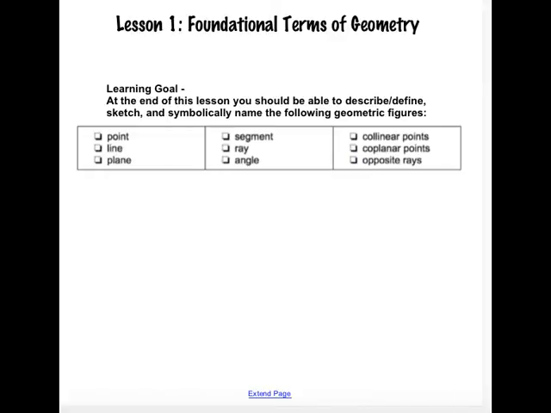At the end of the lesson, you should be able to describe, define, sketch, and symbolically name the following geometric figures: a point, line, plane, segment, ray, angle, collinear points, coplanar points, and opposite rays.